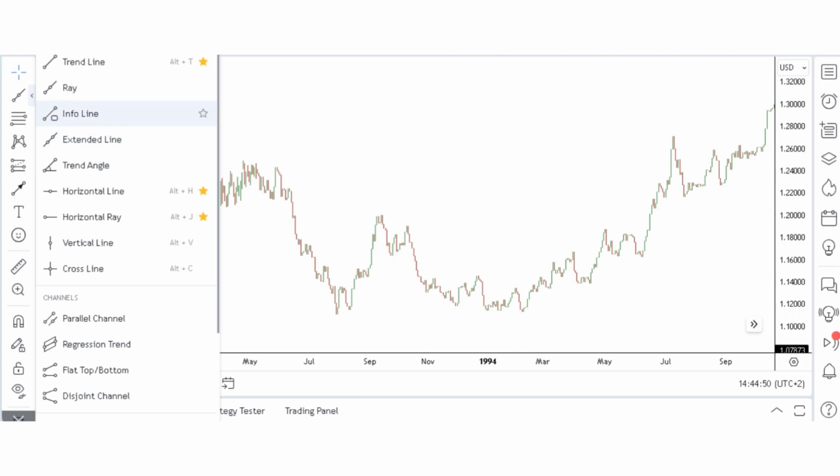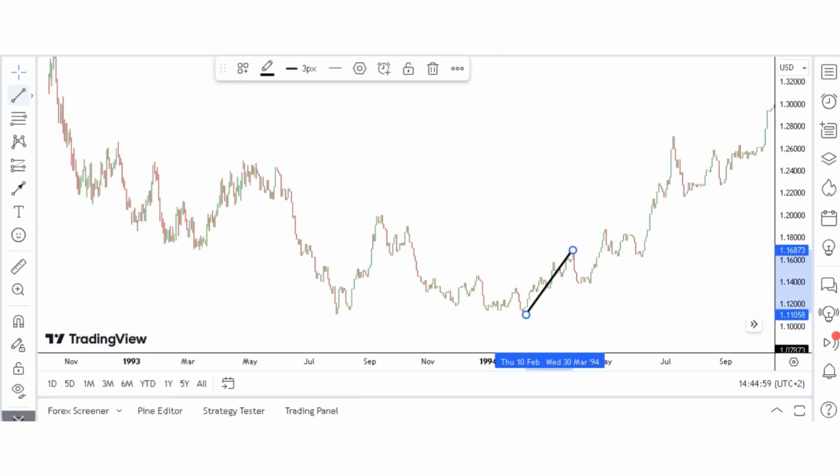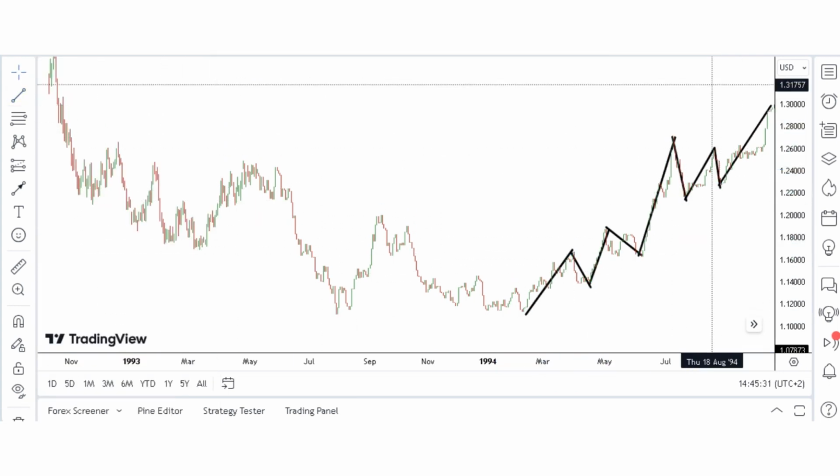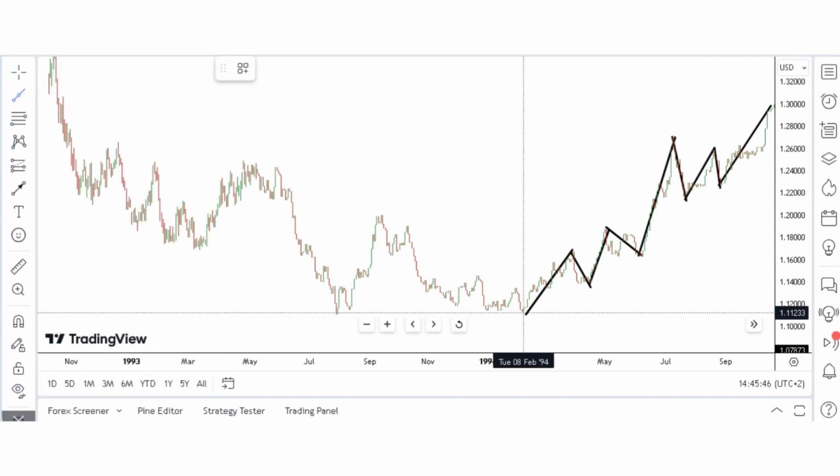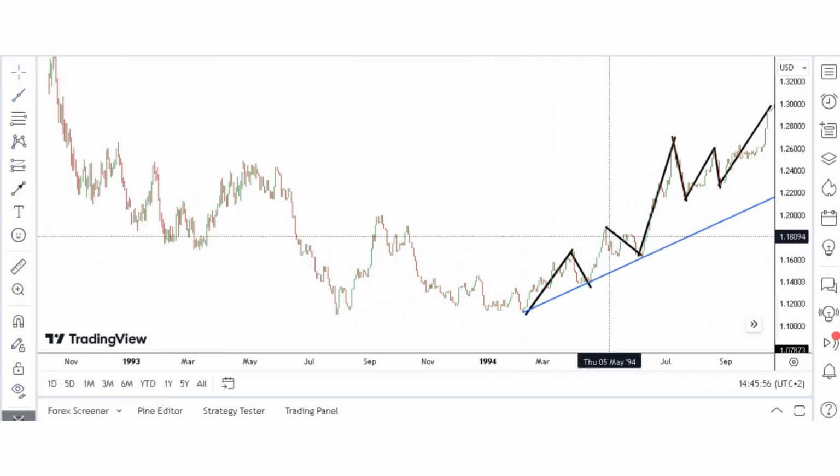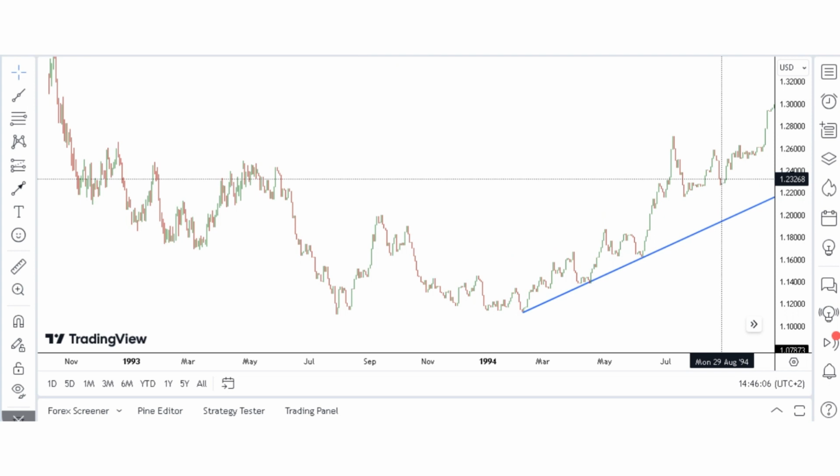Notice how the price forms a clear uptrend with higher highs and higher lows. By drawing a trend line connecting these lows, we create a visual guide that helps us ride the upward momentum of the trend.